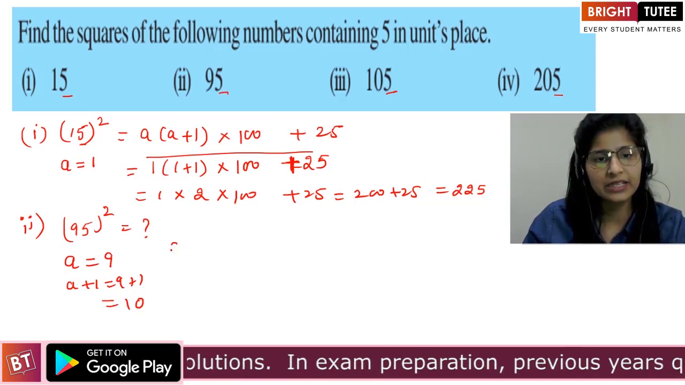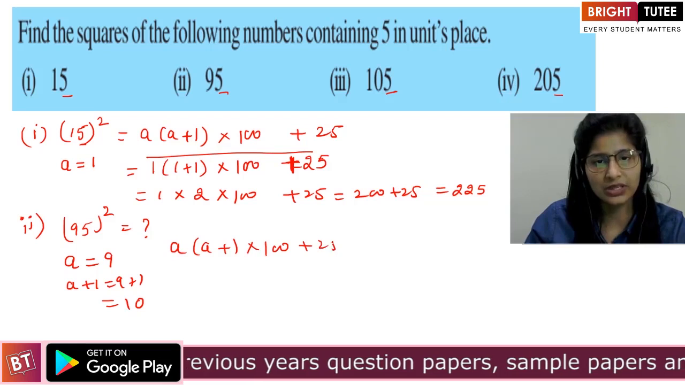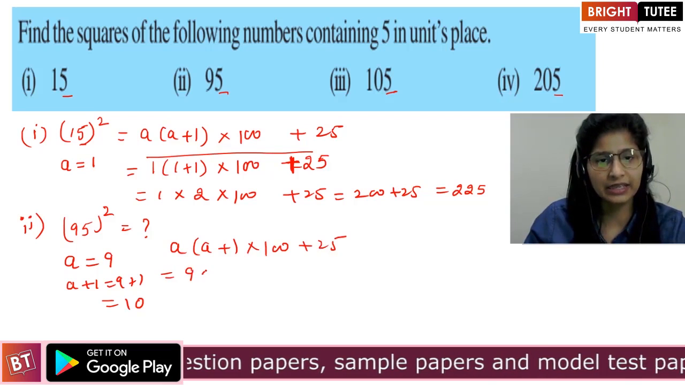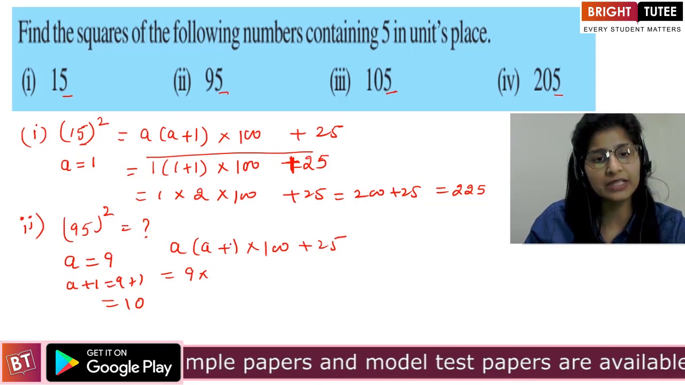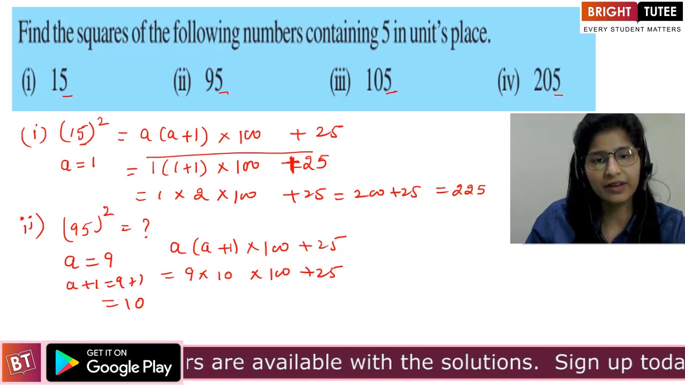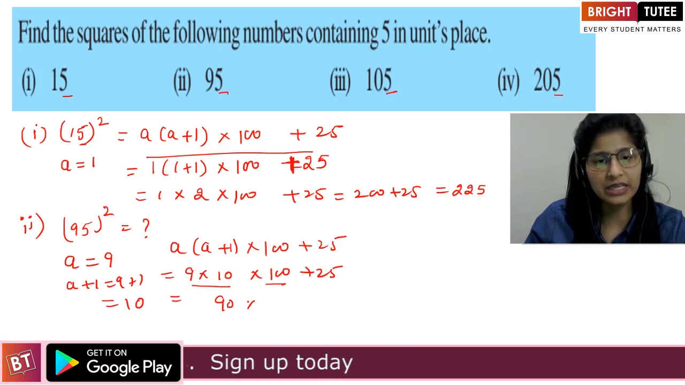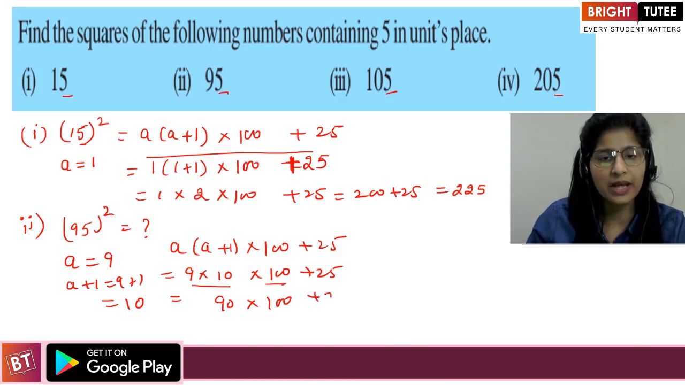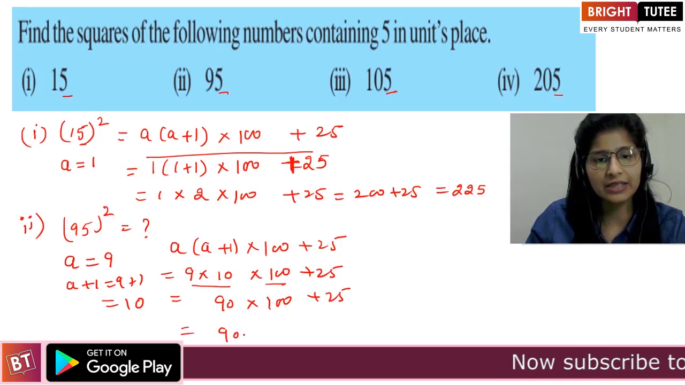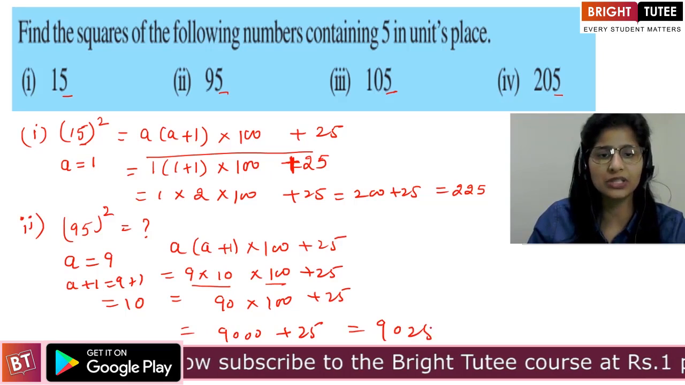We will get A into A plus 1 into 100 plus 25. A here is 9. A plus 1 is 9 plus 1, that is 10, into 100 plus 25. We get 90 into 100, so 90 into 100 plus 25. We get 9000 plus 25. So the answer would be 9025.